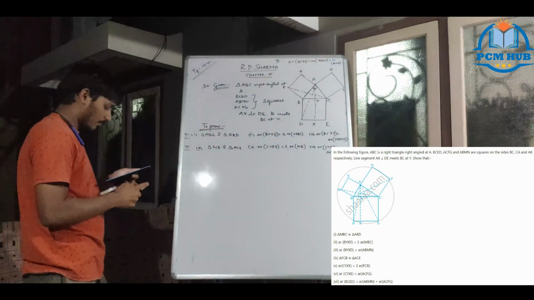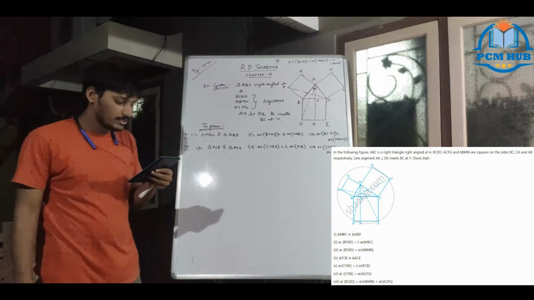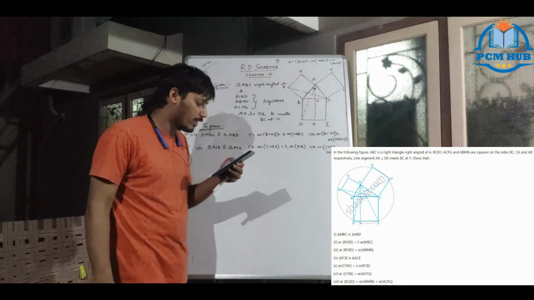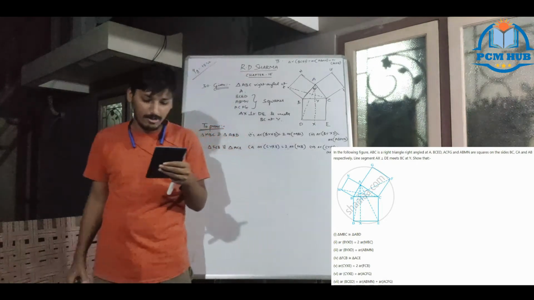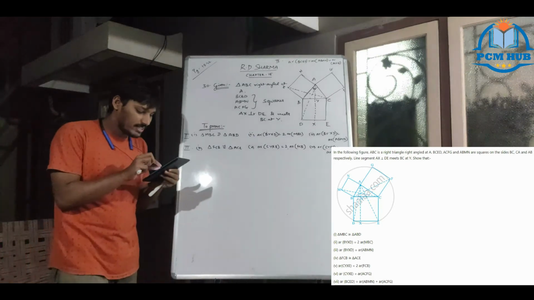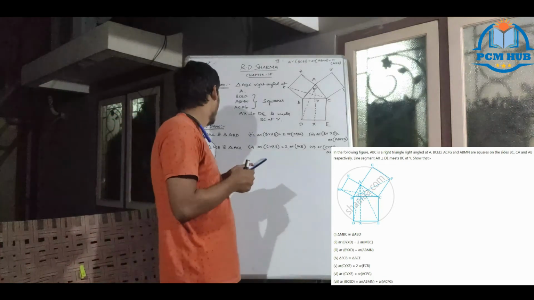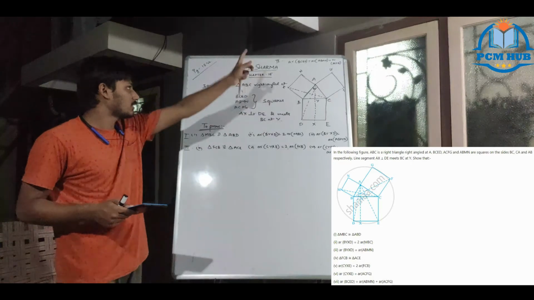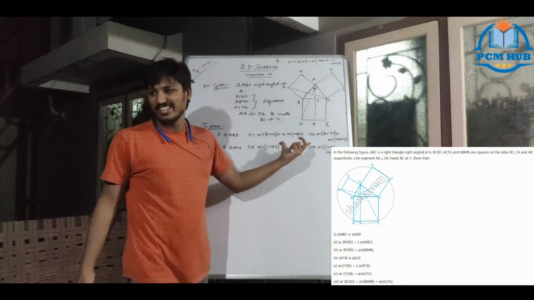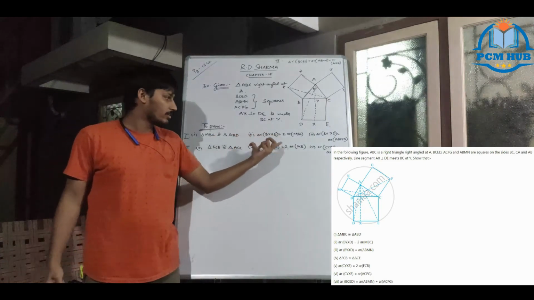This is a problem. In figure 15.91, ABC is a right-angle triangle at A. BCED, ACFG and ABMN are squares on sides BC, CA and AB respectively. Line segment AX perpendicular to BE meets BC at Y. Show that 1, 2, 3, 4, 5, 6, 7. That is the ultimate. I have divided it for your ease of understanding.